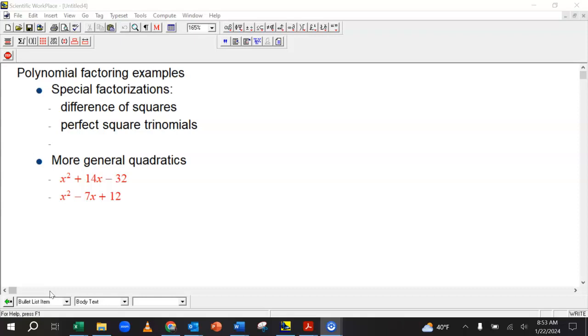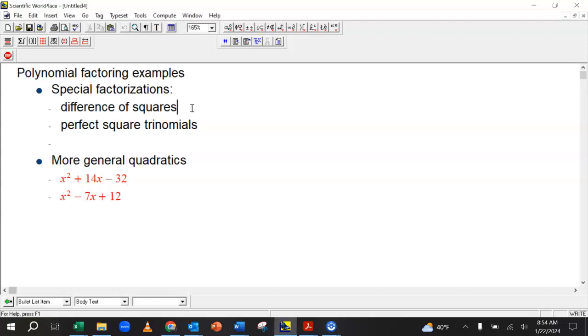Let's look at a few key polynomial factoring examples. Not going to cover everything, but it'll get you a good reminder of how to do some of this stuff for the homework. So there's certain special factorizations that are really, really crucial.